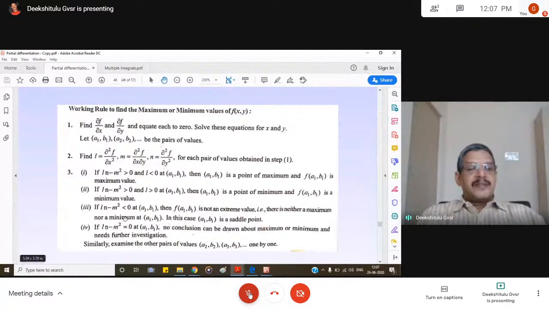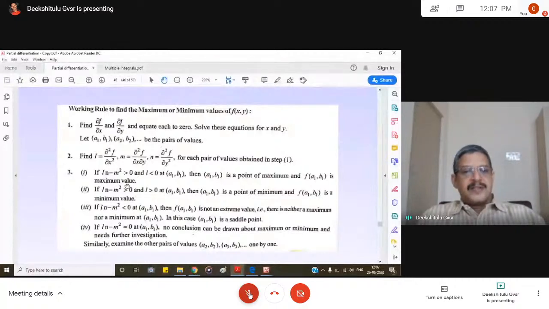Lastly, if Ln minus M square is 0 at A1, B1, there is no conclusion. The information is not sufficient, and we need further investigation for the maximum and minimum of the function. So, like this, for every point you have to check these conditions. A1, B1, we have tested this condition. Again, A2, B2, we have tested this condition. Sometimes we may have more than one maximum and minimum.